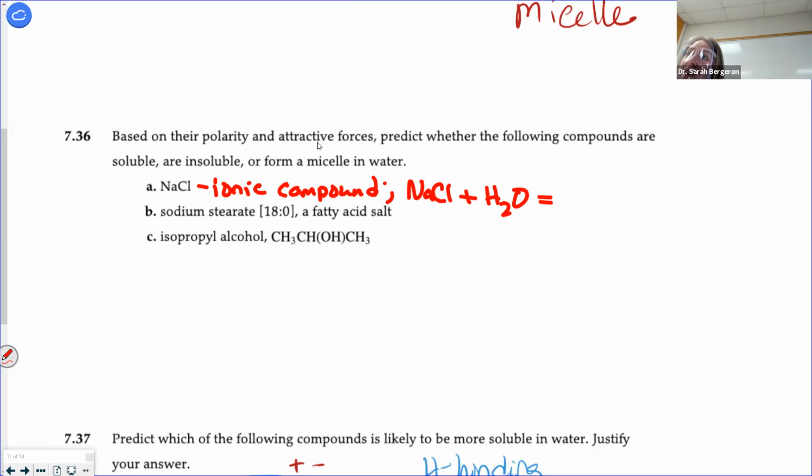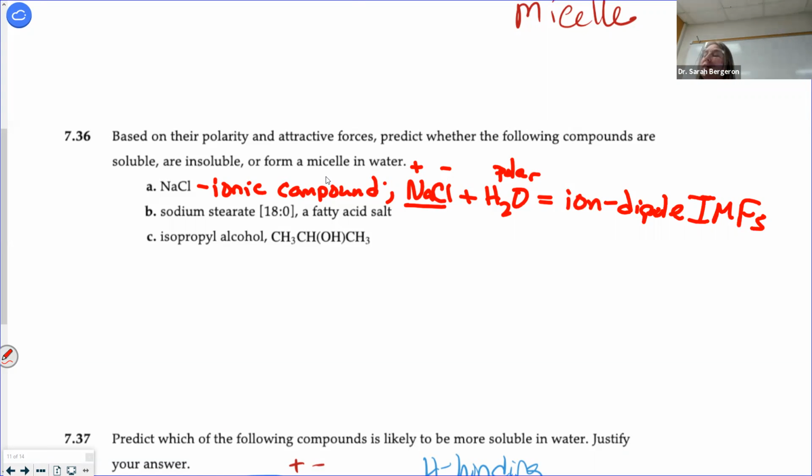Which one? Will you have London dispersion? Yes, of course. Everything's yes. Will you have dipole-dipole? No, not between NaCl and water. Between water molecules, yes, but not between NaCl and water. Will you have ion-dipole interaction? Between NaCl and water? Yes, NaCl is a positive and a negative, and water is polar. So you're going to have ion-dipole intermolecular forces. Okay, so is this soluble, insoluble, or will it form a micelle?